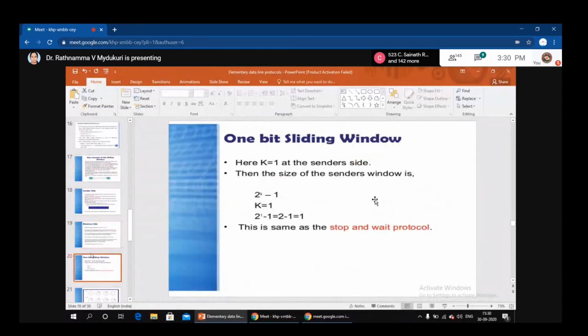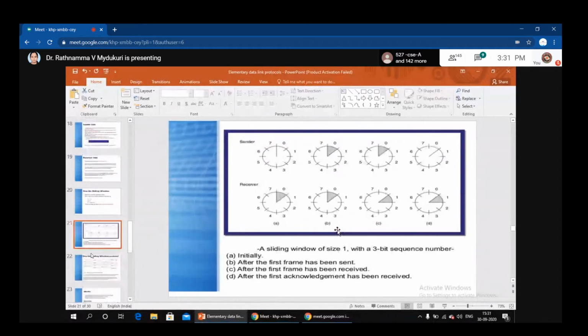Now, what is the one-bit sliding window protocol? Suppose k is equal to 1 at the sender side, then the size of the sender's window is 2 power k, that means 2 power 1, which is 2. 2 minus 1 is 1. This is the same as the stop and wait protocol. I have shown it here with a simple diagram. Just observe carefully here.